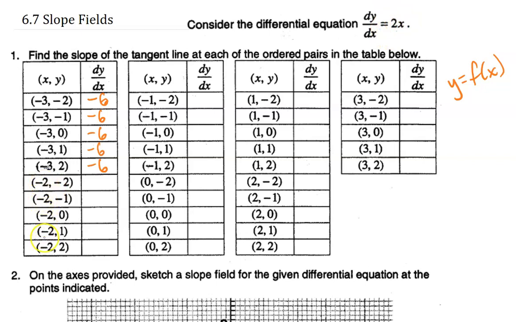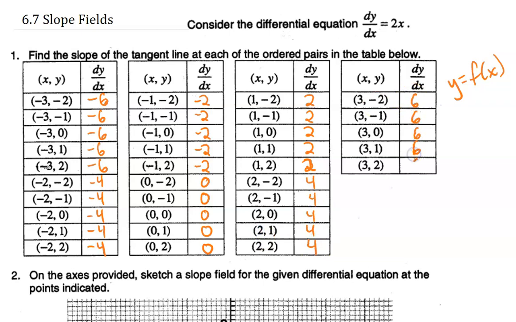For all of these points where x is equal to -2, twice that is -4, so our derivative is -4 for all of these. When x is -1, twice that is -2. When x is 0, twice that is still 0. When x is 1, our slope is now +2. Once you see a pattern, you can probably fill these out pretty quickly. When x is 2, we have a slope of 4. And when x is 3, we have a slope of 6.